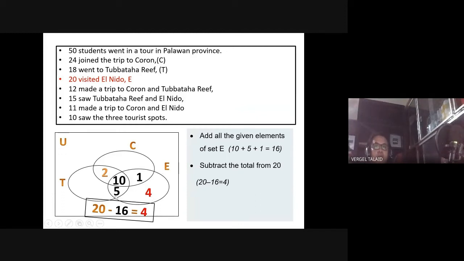So this completes our 20. Take note, 20 is El Nido. So if you have, this is El Nido, we are going to get the sum of this, subtract it from 20. So we have already 4.